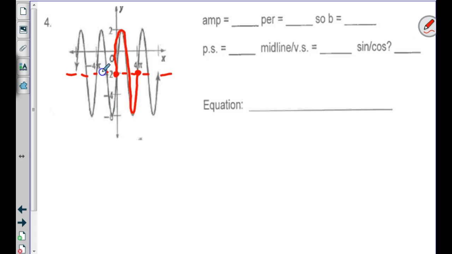So write that equation, guys. See if you can get that one figured out. Nolan, can you try this one? Number 4.